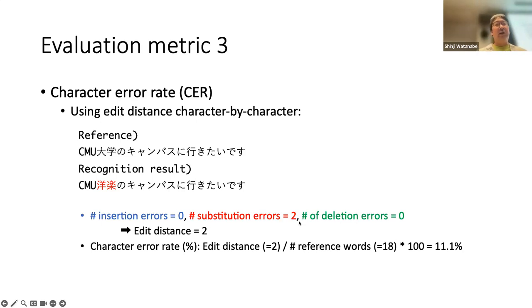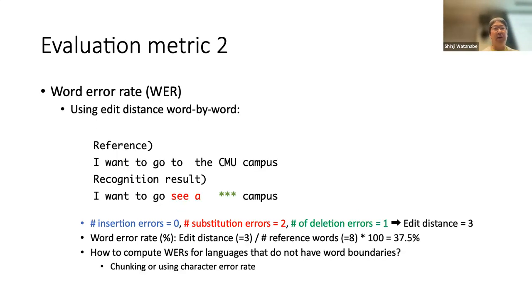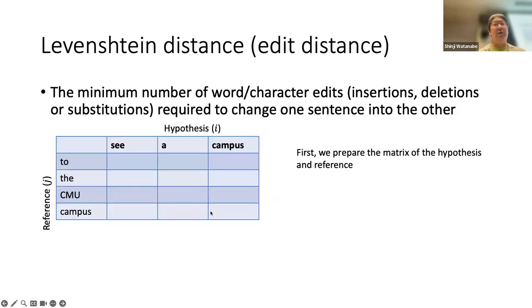However, the substitution, deletion, and insertion counts are actually not easy to compute in general. We have to have some kind of alignment, so that this part is the same, this part is the same, and identify which parts would be errors. So this part is not easy to compute, but fortunately we have a lot of algorithms to solve this. One of the most famous approaches is the Levenshtein distance, the edit distance computation.